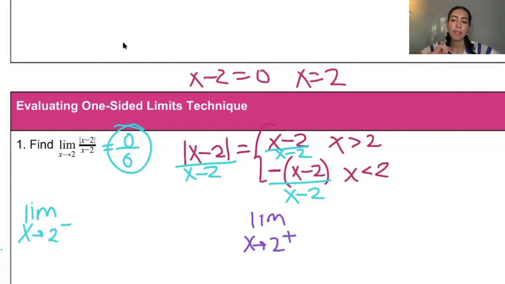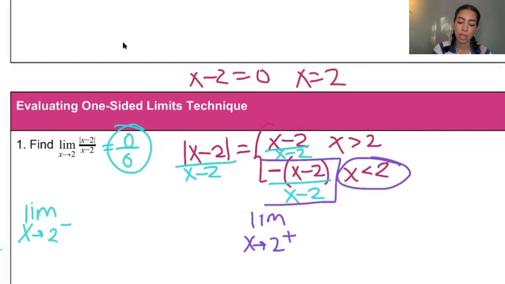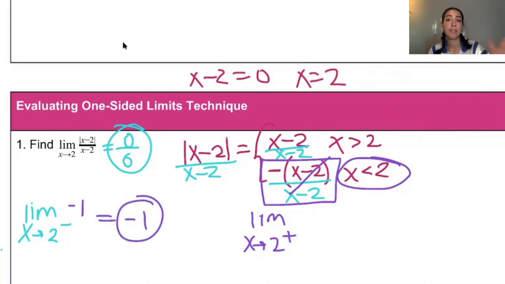So for the left side, I'm going to look at the condition here that shows all the x values that are less than 2, because that means they're to the left of 2. And I'm going to use this function. Now this function, negative x minus 2 divided by x minus 2, is going to simplify to just negative 1. So I'm going to use that here and then be able to just take the limit. It's nice that it simplifies to just a number here, and we know that the limit of any number is just the number itself. So that's going to equal negative 1 on the left side of 2.